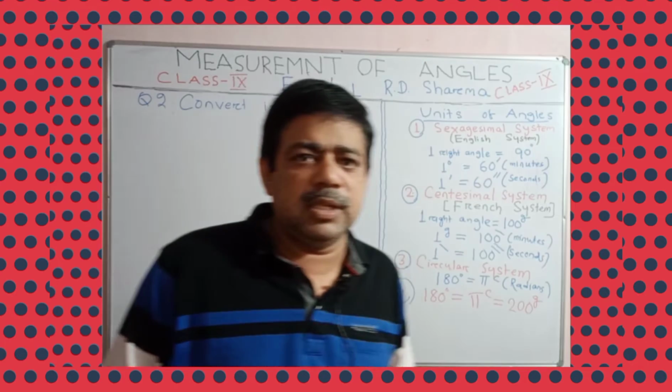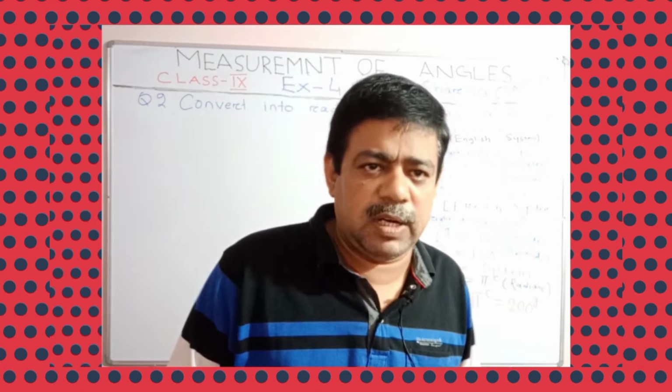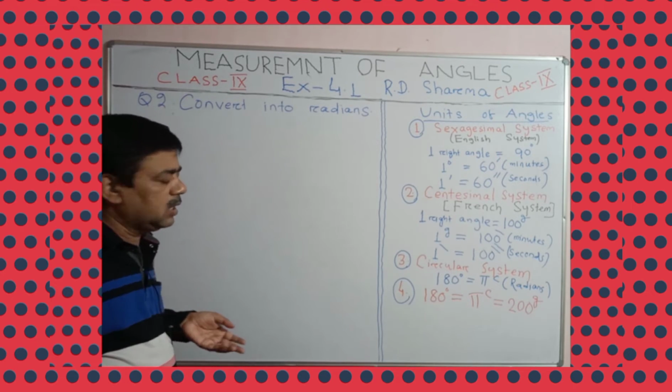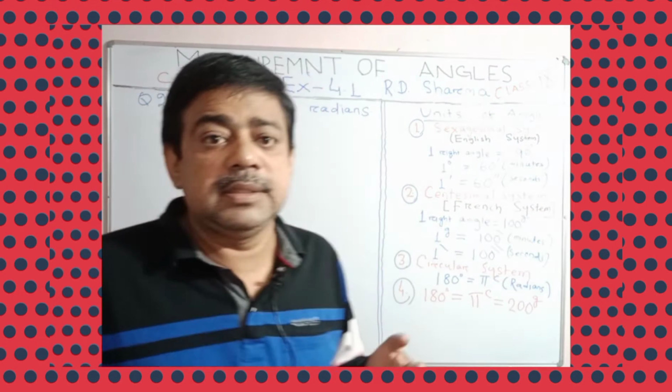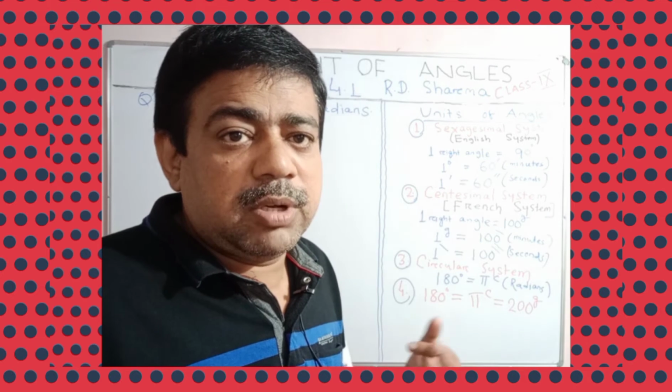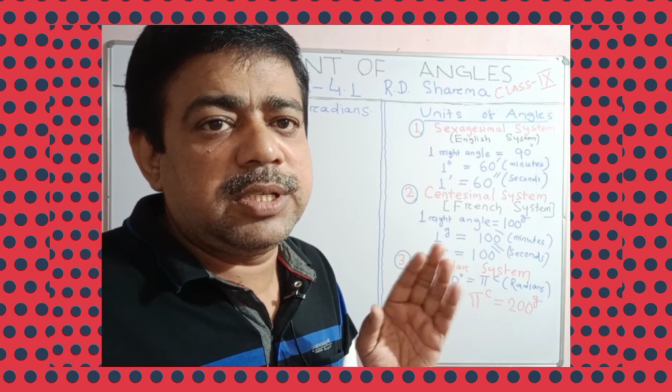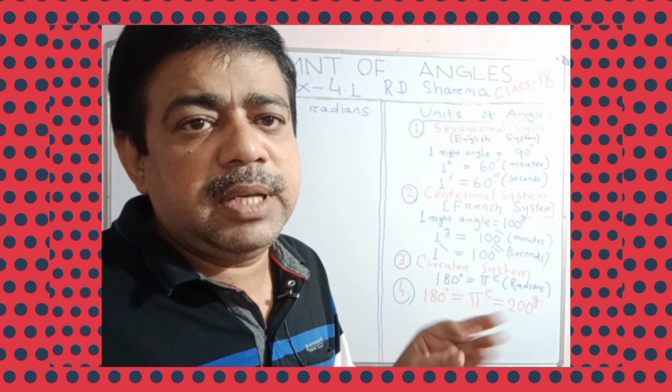Question number 2 I am discussing. In the previous class we already discussed question number 1. Okay, let's see. In question number 2 it is given that the angle is given in degree, and we are going to convert it into radian. Here is the conversion of an angle from one system to another. Okay, here the angle is given in what?